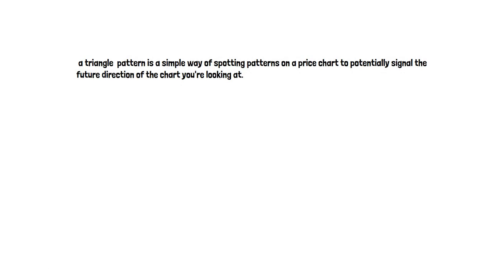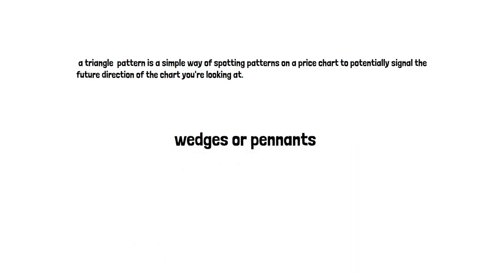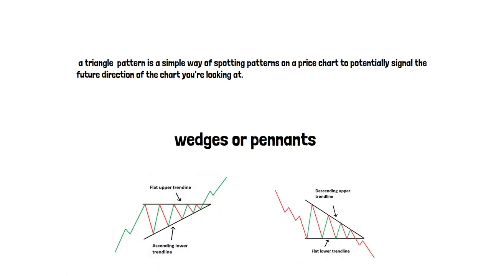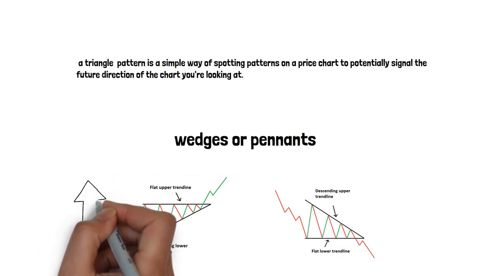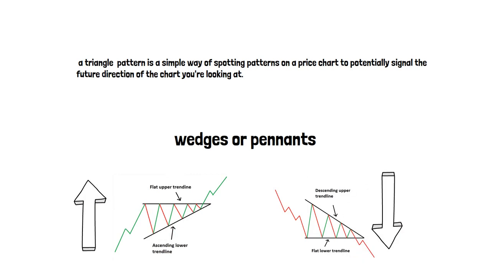Now, you'll sometimes hear traders refer to triangle patterns as wedges or pennants. It can have different names, but it generally means the same thing. The most popular triangle patterns are the ascending triangle and the descending triangle. The clue is in the name as to the meaning. An ascending triangle assumes the price might go higher, and a descending triangle assumes the price might go lower. Simply put, if the price breaks the resistance line on an ascending triangle, it's considered a buy signal, and if the price breaks the support line on a descending triangle, it's considered a sell signal.